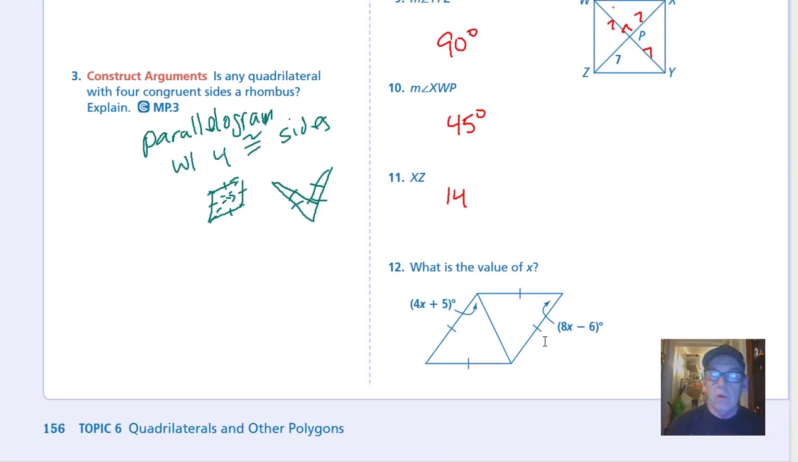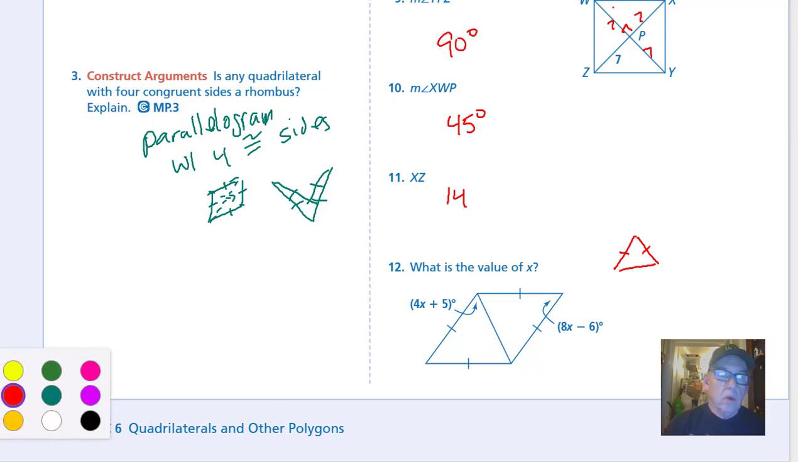So number 12. What's the value of x? Okay, we've got a couple of isosceles triangles here. This is a base angle of this isosceles triangle. This is a vertex angle of this triangle. So using an isosceles triangle as an organizer here, they're telling us that this vertex angle is 8x minus 6.